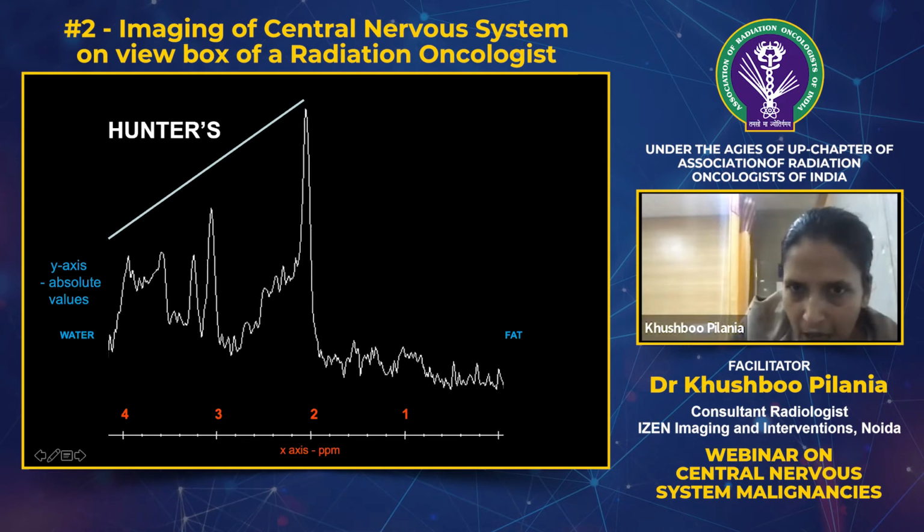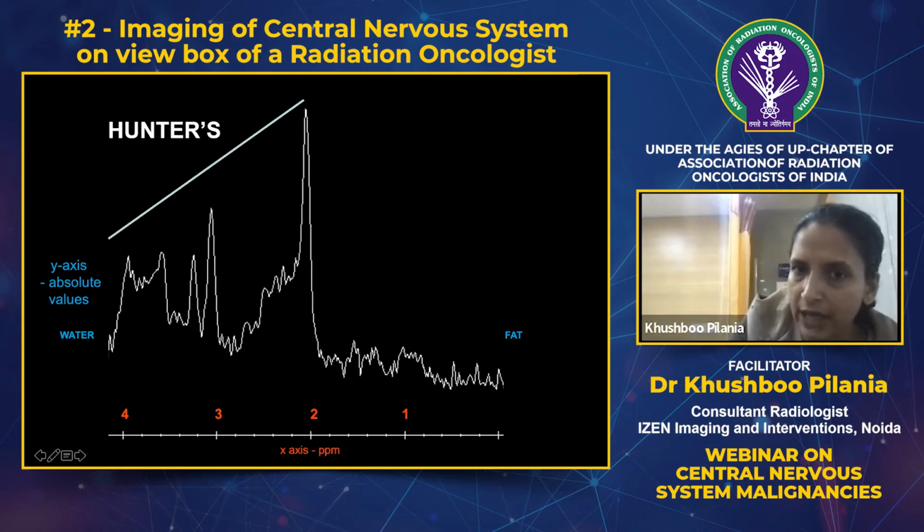This is how an MR spectroscopy graph looks. This is how it looks in a normal brain. This is the choline peak, that is the amount of choline within the brain at that place, the amount of creatine at that place, and the amount of NAA at that place. It should always follow such a slope. So in a normal brain, choline will be least, then creatine, then NAA.